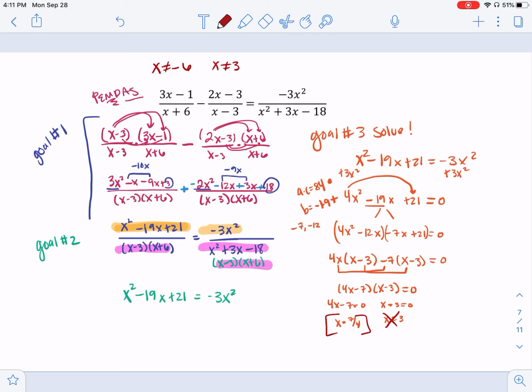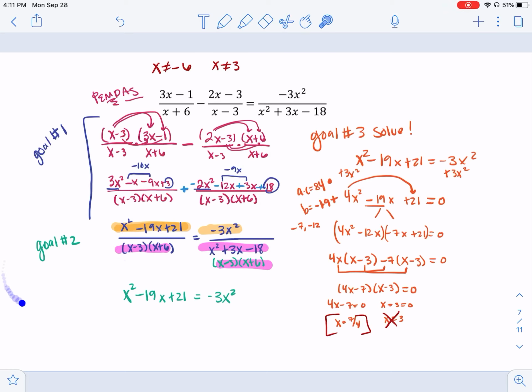and we find out that x equals 7/4 is our final answer. So just to step you through again, I found my restrictions. Goal 1 was to do the actual subtraction to get this down to one fraction. So then I had to multiply by my well-chosen ones. I had to distribute my negative. I had to combine like terms. So that was to get me down to one fraction.